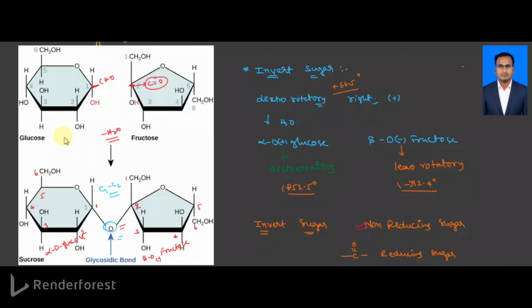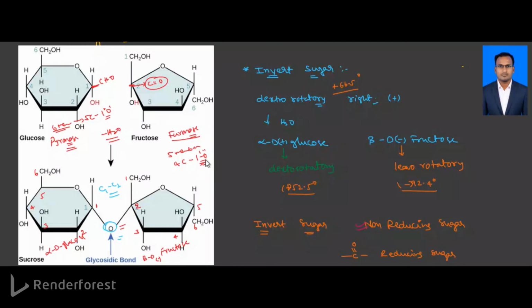Now come to the glucose. Glucose has a pyranose structure and fructose has a furanose structure. What are pyranose and furanose structures? Pyranose is a 6-membered ring in which 5 carbon atoms and 1 oxygen atom are present. Furanose is a 5-membered ring in which 4 carbon atoms and 1 oxygen are present. It's very, very important.